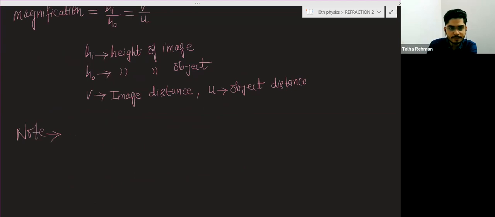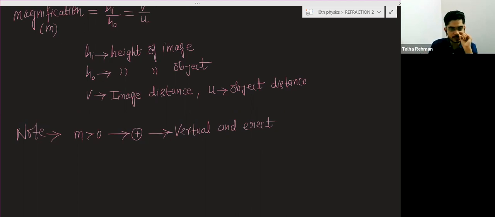So if your magnification M is greater than 0, means your magnification is positive. If your magnification is positive, then always your image will be virtual and erect. In numericals, we will use this.